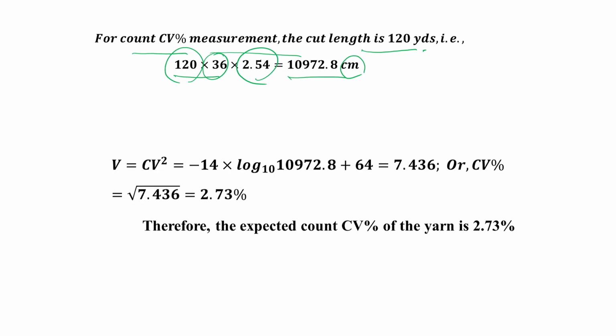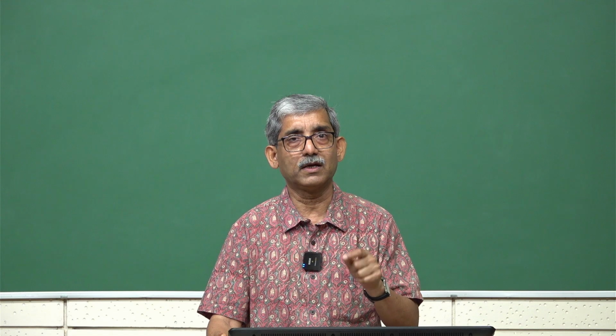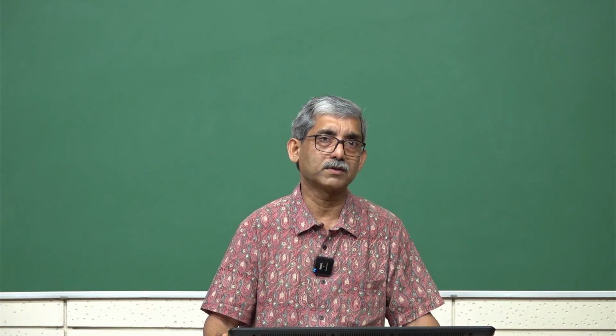Then we use this value of cut length in the given relationship. So, m is minus 14 and C is 64, and this is the cut length. From the equation we get the variance as 7.436, and CV percent will be under root of that, 2.73. Therefore, the expected count CV of the yarn is 2.73%. So, in this way, if we know the relationship, we can calculate the count CV or U percent.